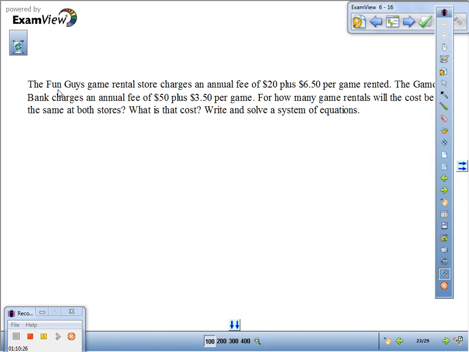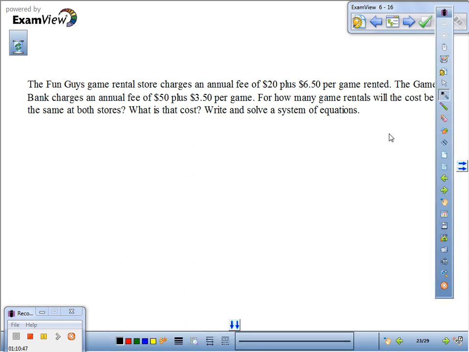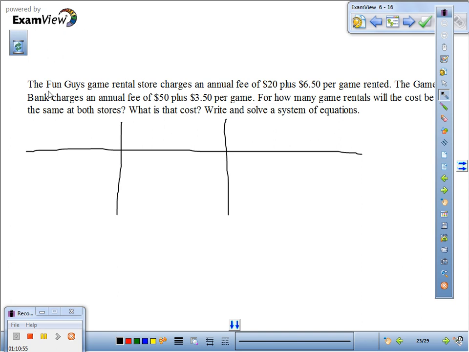It says, the Fun Guys game rental store charges an annual fee of $20 plus $6.50 per game rental. The Game Bank charges an annual fee of $50 plus $3.50 per game. How many game rentals will the cost be the same for both stores? What is the cost? Write and solve a system. So how many different stores, guys? 2. The first one is Fun Guys, so I'm going to just put F. The second one's called the Game Bank, so I'm just going to put G. And here are total.